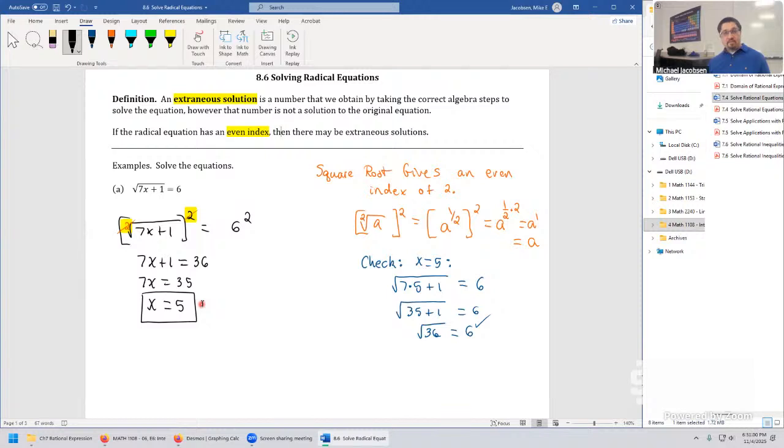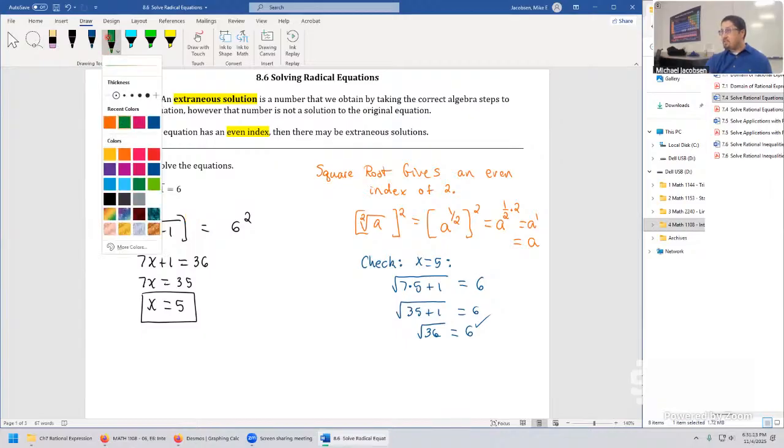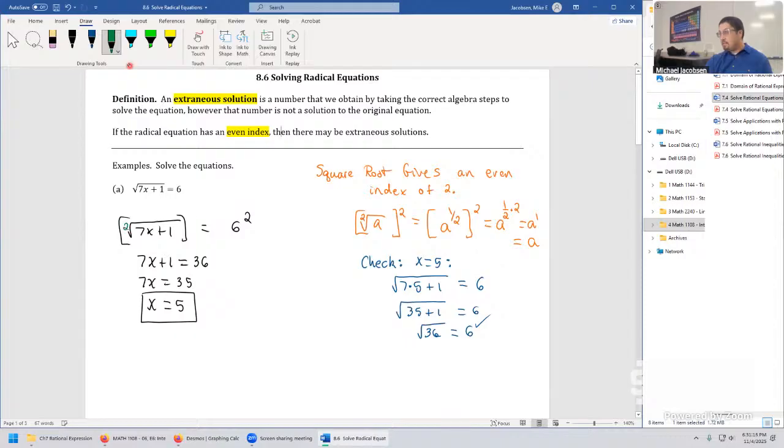Well, that's one down. We have quite a bit more to go through in this section. But this is the key takeaway. Whatever your index is, raise it to that power, and you have a cancellation. Let's use a different color coding to really emphasize that. Let's use green right here. The power 2 here, and this is where we get the cancellation.